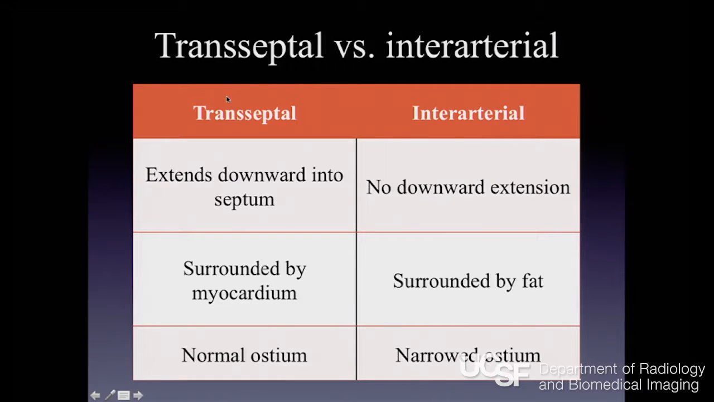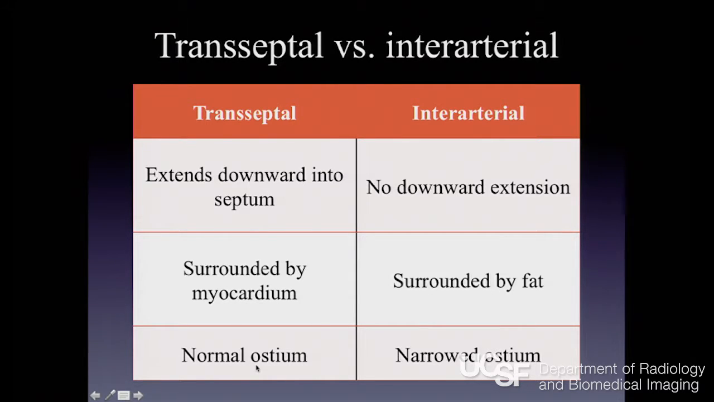This is distinguished when the left is anomalous, the difference between the transeptal and the interarterial. Transeptal, if you look on coronal images, kind of swoops downwards, inferior, into the septum, and then comes back up into the atrioventricular groove. Whereas the interarterial usually just goes straight across without making that downward swoop into the septum. This will be surrounded by the septal myocardium. This is not surrounded by the septal myocardium.